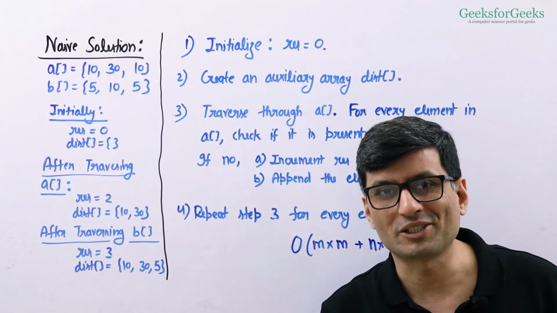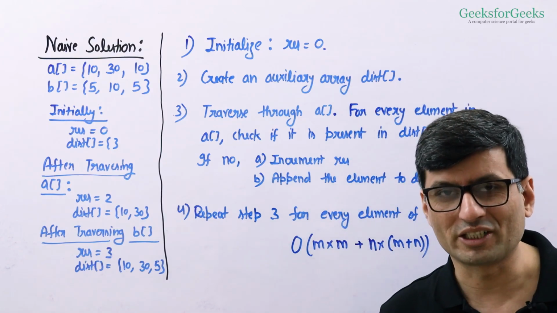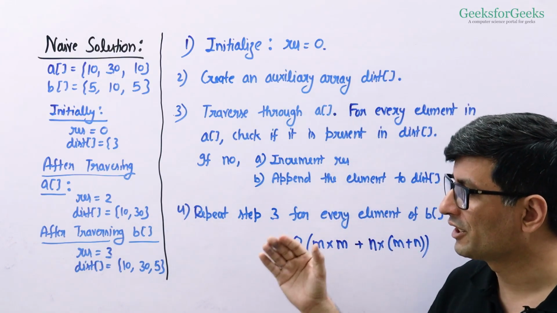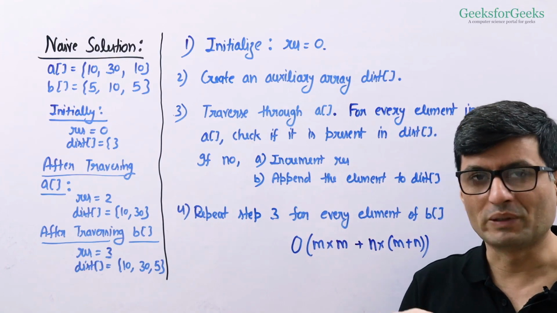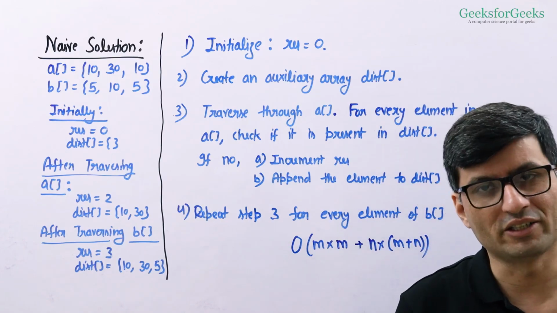And when you have these two operations, hashing is the data structure, right? It inserts an item in constant time, it searches an item in constant time. So instead of using a distinct array, we can use a hash here. Now please pause this video and try to write down a complete solution that works in linear time.